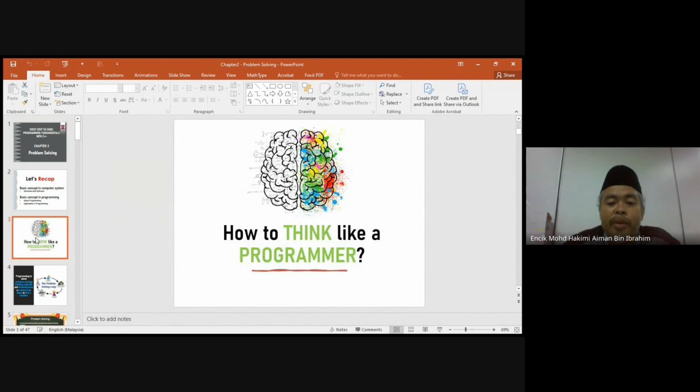How to think like a programmer here, we should try to portray that we are able to come up with a solution to any problem given to us. For a programmer, any solution that we want to solve, we convert into an application. So how can we convert it? We must be able to understand how we should write, what the syntax is and so on. But before that, we must understand how the problem should be solved.